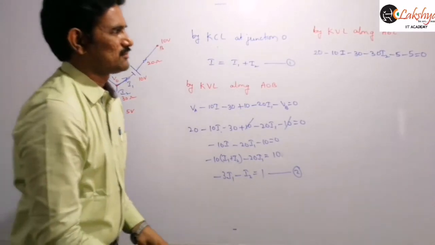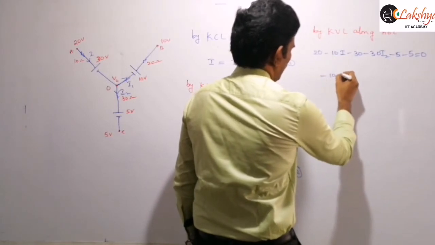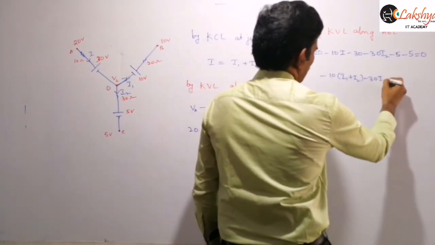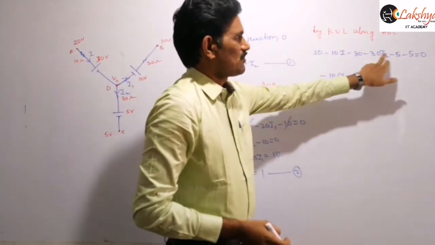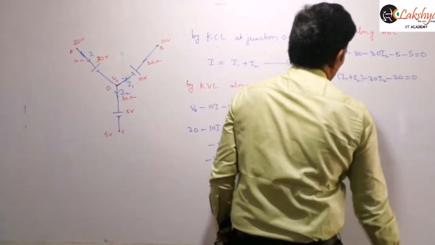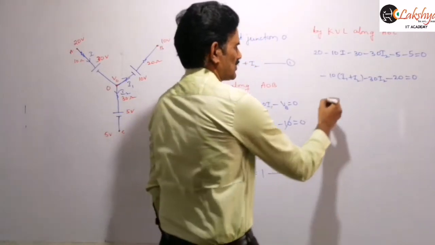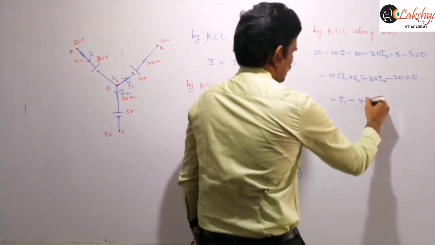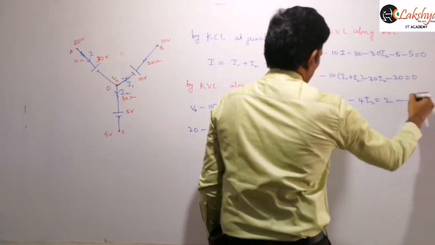You can simplify this. So then it is 10 minus 10I, again I am writing I1 plus I2, minus 30 I2, right? So then it is minus 20 you will get. That means it is minus 40 and then plus 20. So minus 20 you will get is equal to 0. And then again you can divide by 10 and you can write this equation as minus I1 minus 4I2 is equal to 2. This is equation 3.